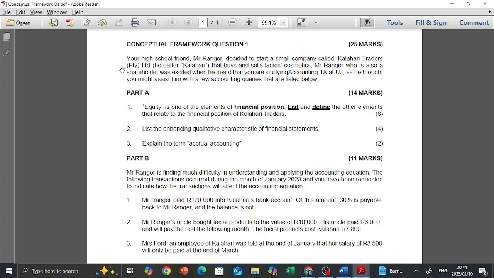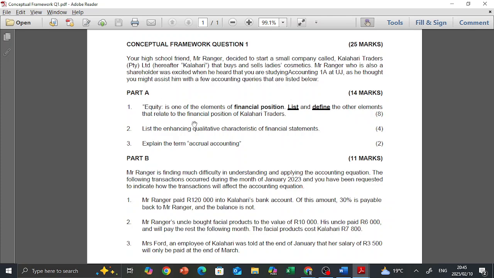So, the scenario. Your high school friend, Mr. Ranger, decided to start a small company called Kalahari Traders, Pty Ltd, hereafter Kalahari, that buys and sells ladies' cosmetics. Mr. Ranger, who is also a shareholder, was excited when he heard that you are studying Accounting 1A at UJ, as he thought you might assist him with a few accounting queries that are listed below. So, part A, once again, we started off by reading the required, we go back.